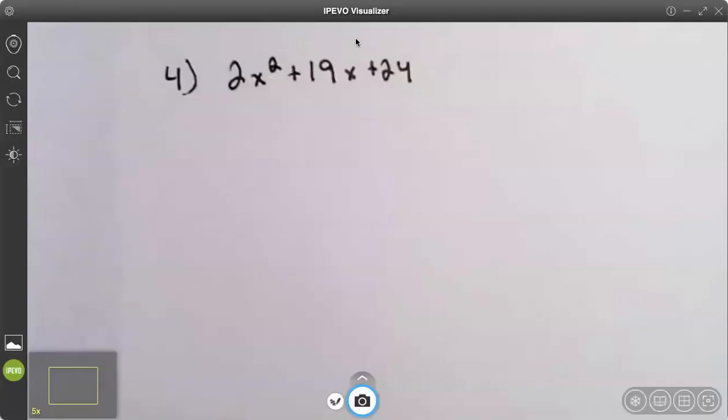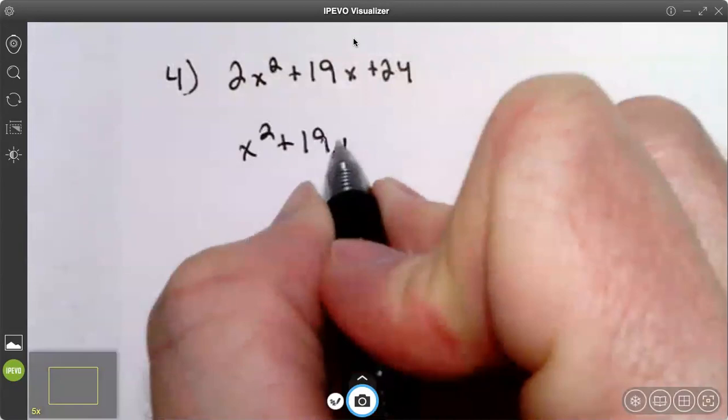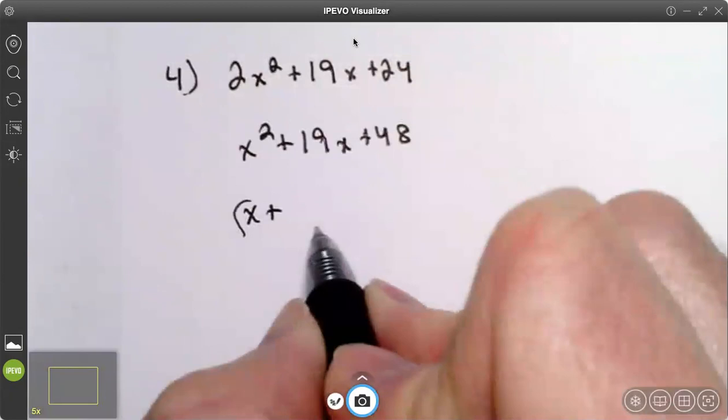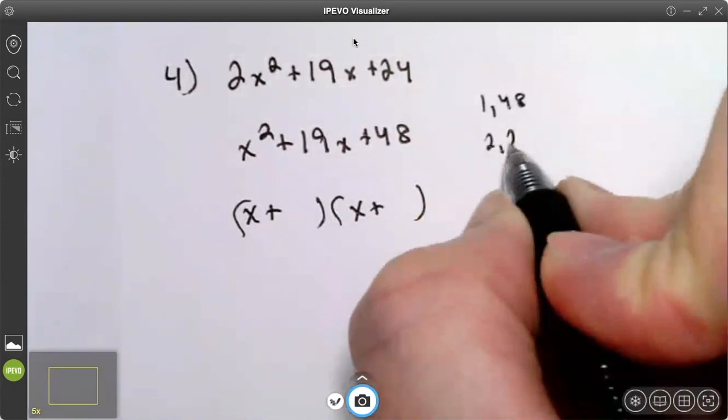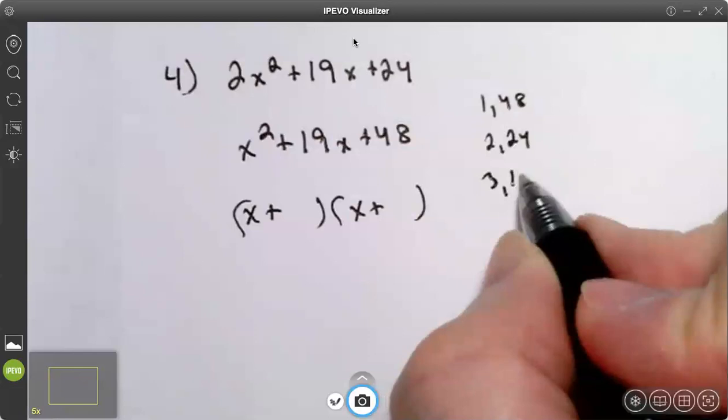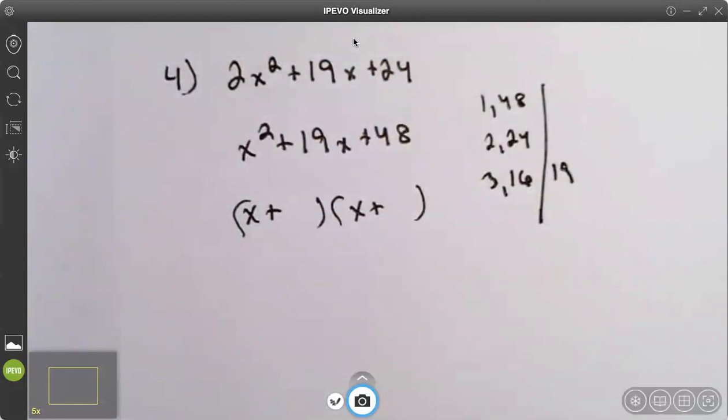Number 4. Well, number 4, I have no greatest common factor, so I swing the 2. Factor this trinomial, x plus. Two numbers whose product is 48 and sum is 19. All right, 1 and 48, 2 and 24, 3 times 16, and that's it. 3 times 16 is 48, and the sum is 19. So 3 and 16.